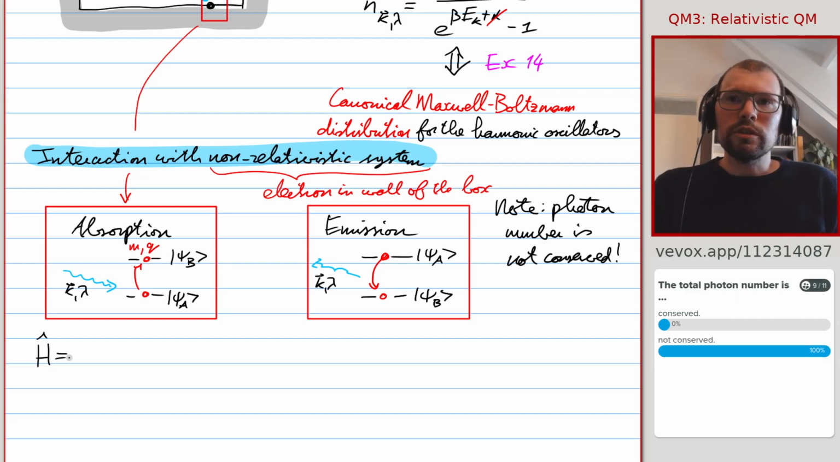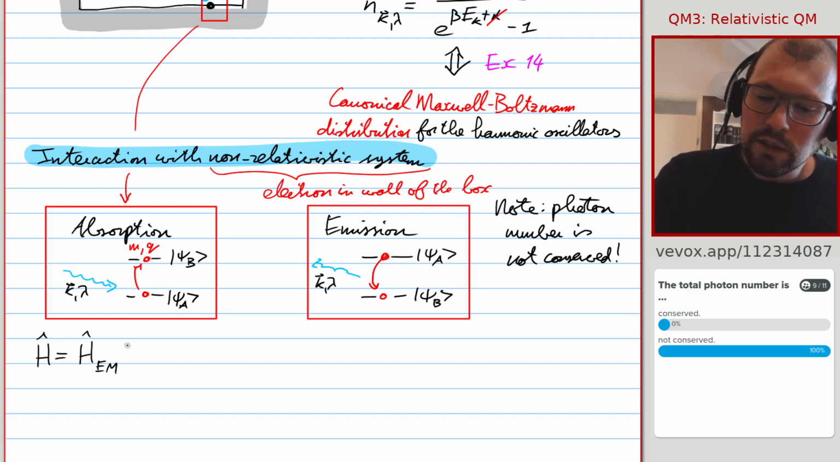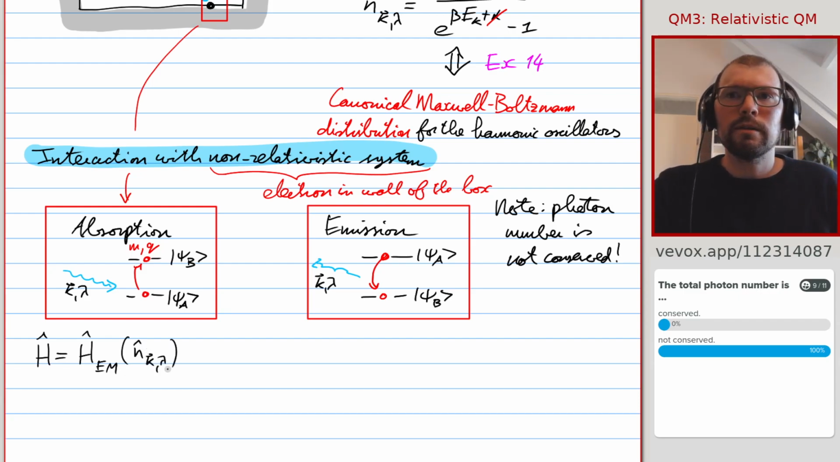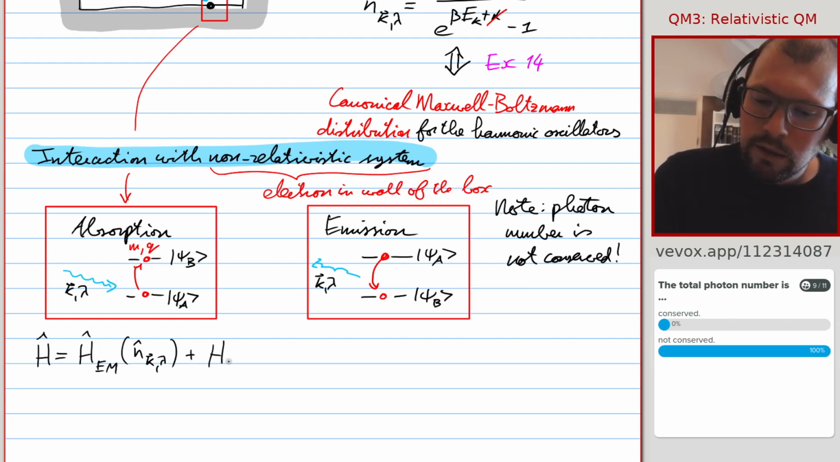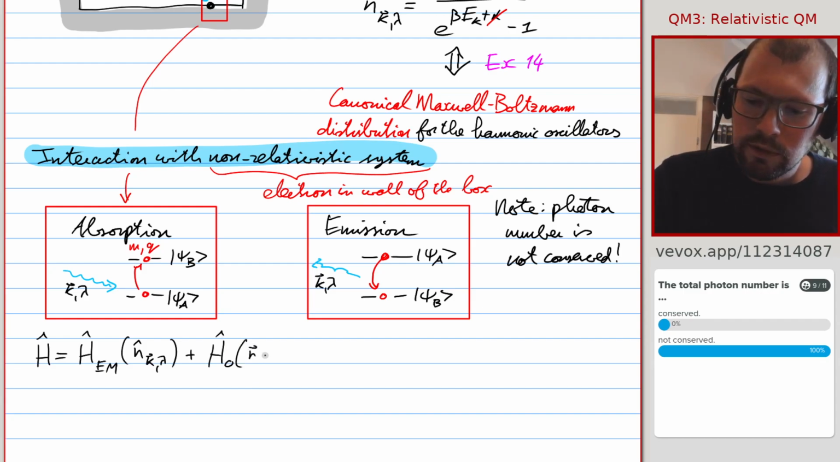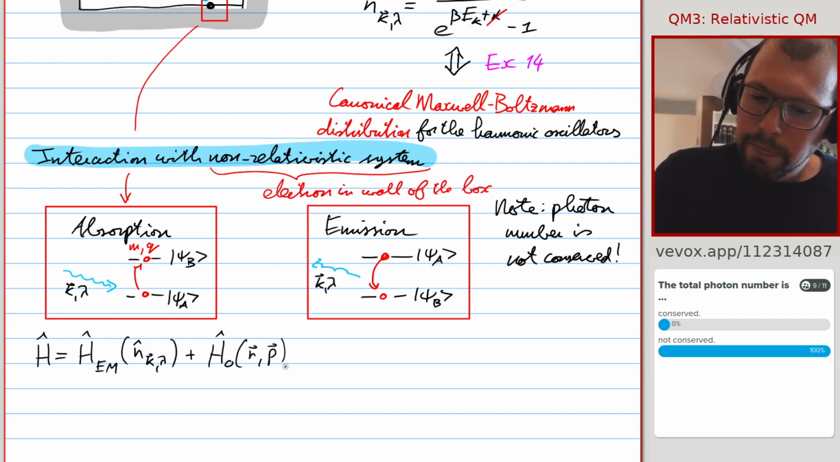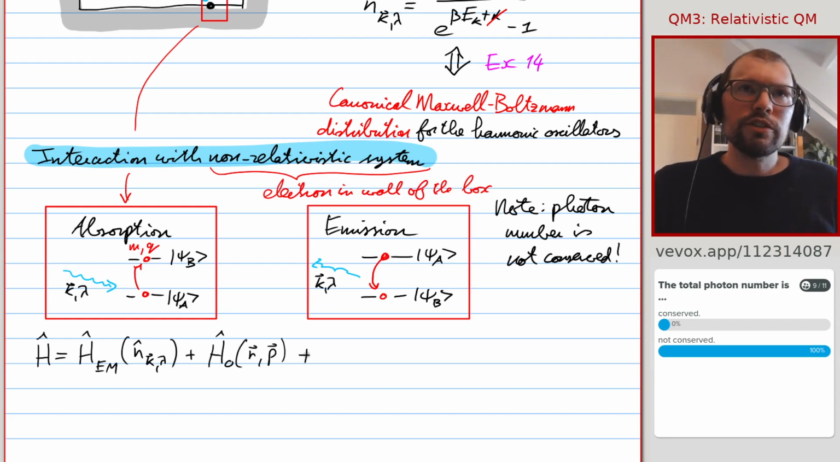So what will this total Hamiltonian look like? There will be a Hamiltonian for the electromagnetic field, which we've just seen. That one depends only on the number operator. Then there will be a Hamiltonian for the particle, which could depend on its position and momentum operators, if you like. Perhaps some internal spin as well, but we'll now only look at the non-spin degrees of freedom. And then there will be some interaction term.